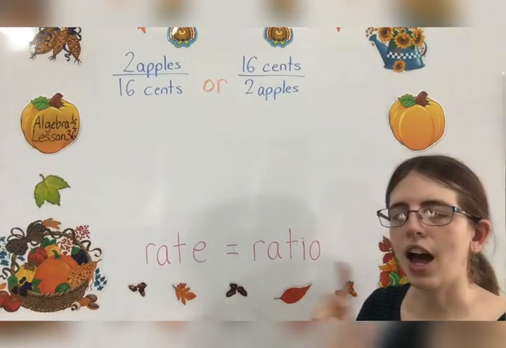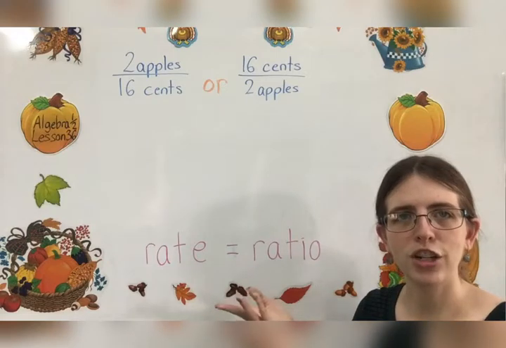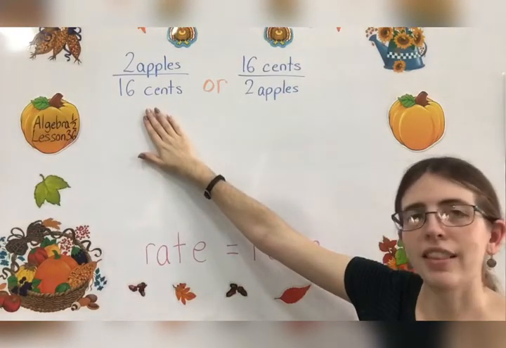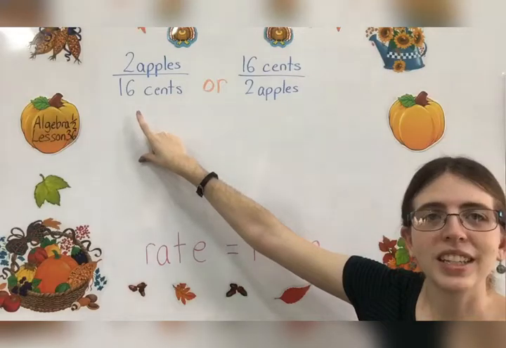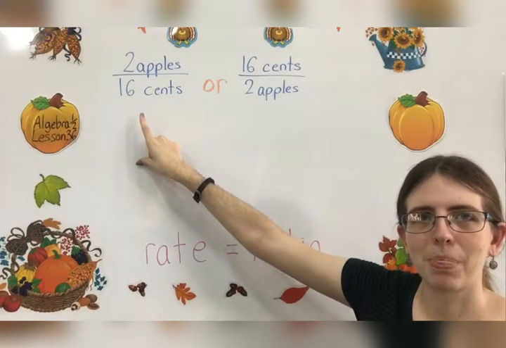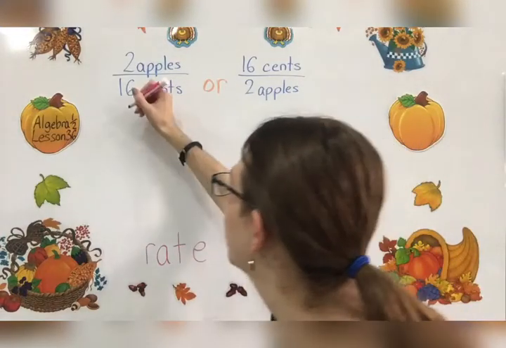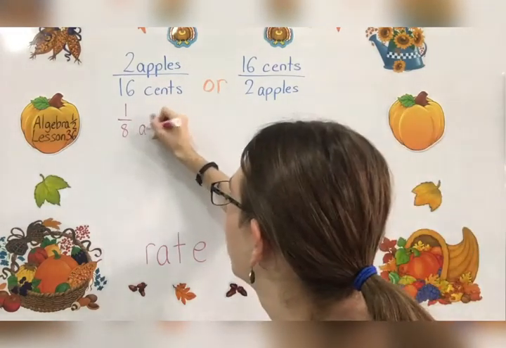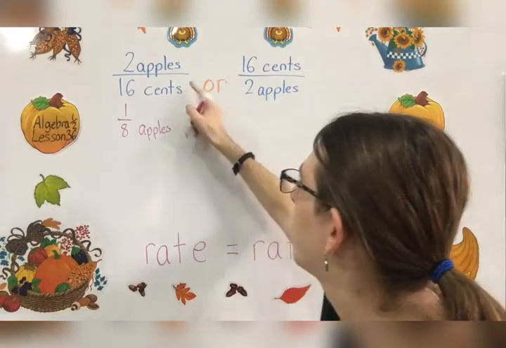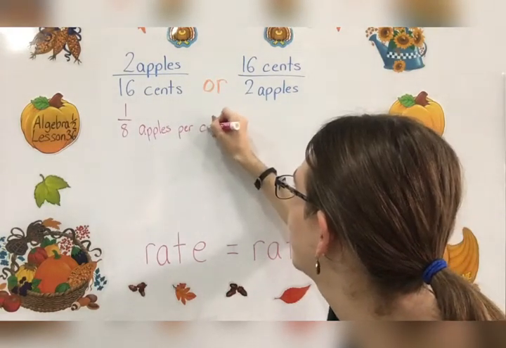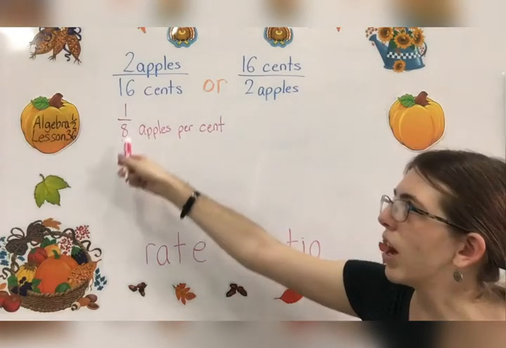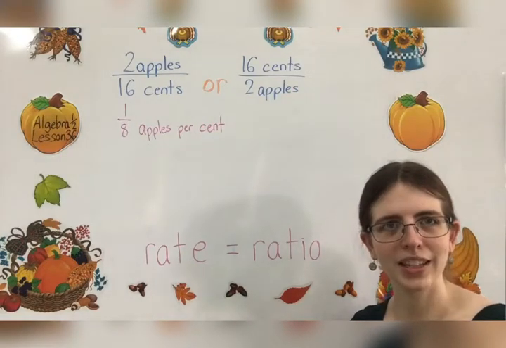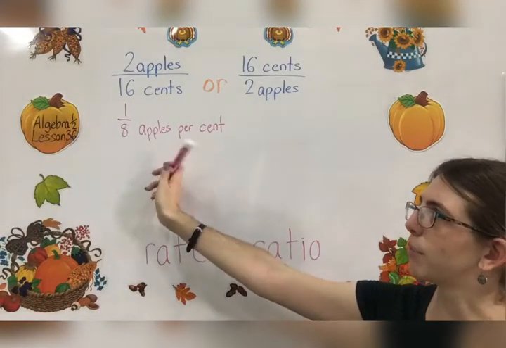Okay, so we can often use the word per to express a ratio when we're just talking with our words. So I could first simplify this ratio that I have right here. You see this fraction, 2/16? What would that reduce to? It would reduce to 1/8. Very good. So I could write this as 1/8, and then I put the unit that's in my numerator, apples, per cent. So I have 1/8 apples per cent.